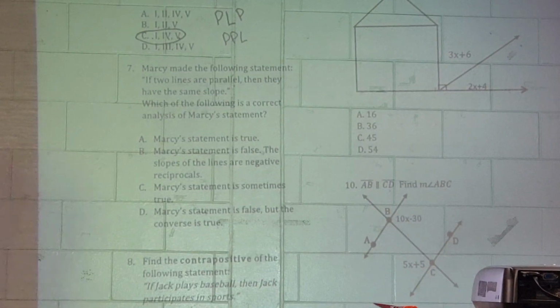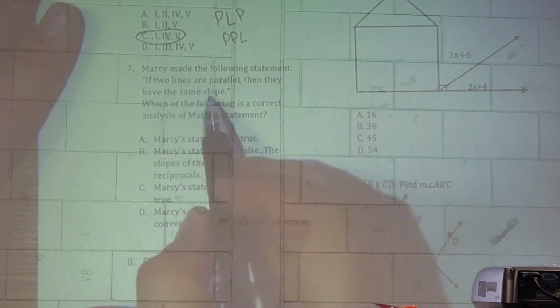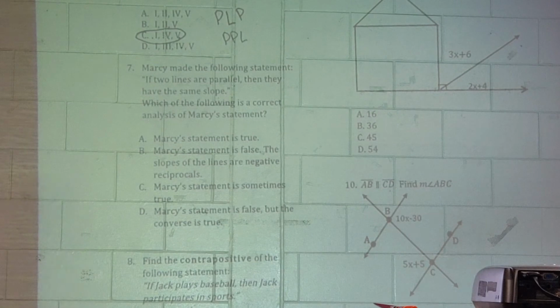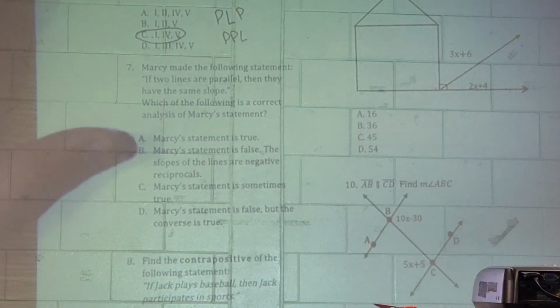Next question, number 7. Marcy made the following statement. If two lines are parallel, then they have the same slope. Which of the following is a correct analysis of her statement? Well, we have to decide. Two parallel lines, do they have the same slope? And we have to decide if Marcy is true or not.